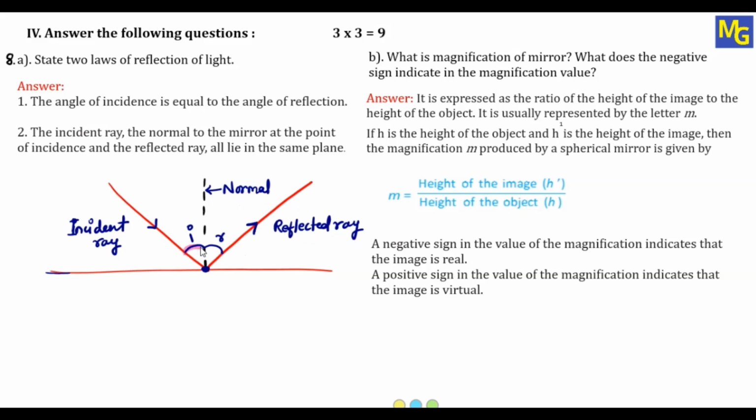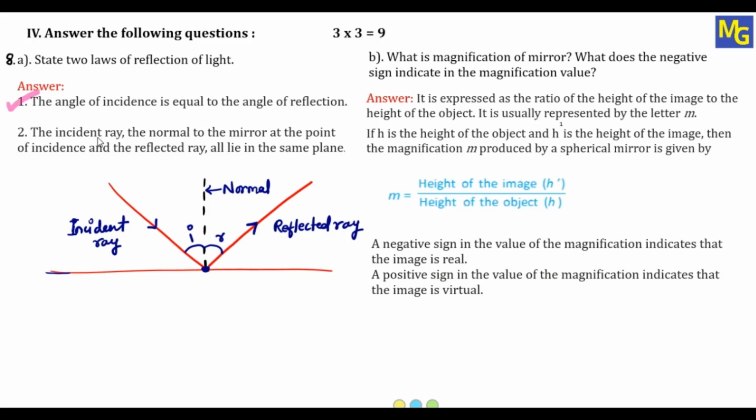These two angles will always be equal in case of reflection of light. If this is 30 degrees, then this will also be 30 degrees. Imagine if the incident ray is coming like this, then the angle of incidence increases, and then the angle of reflection also will increase. So it will be like this. If again we draw the incident ray here, then the reflected ray will be here. So you can understand now, if the angle of incidence changes, the angle of reflection also changes, and always they will be equal. So this is the first law.